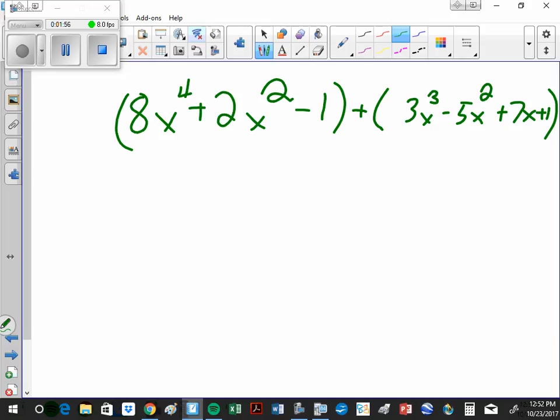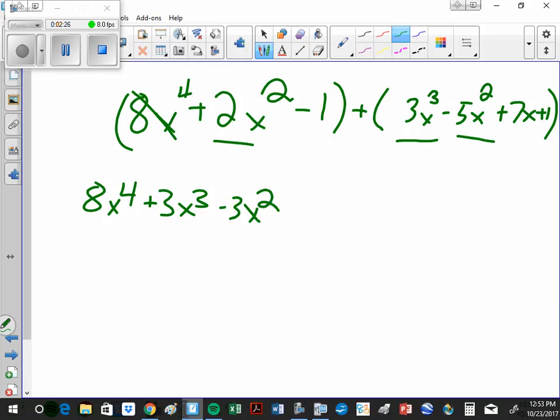Okay. Does x to the 4th have a match? No. There's no like term. So 8x to the 4th. What's next? I need to do the x to the 3rd. So there's an x to the 3rd over here that doesn't have a like term. Now I can do the squares. 2 minus 5 is negative 3. And then there's an x here. And then my constants end up turning into 0. Okay, does that make sense?